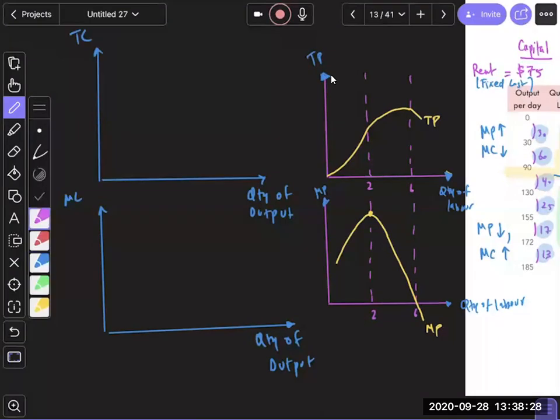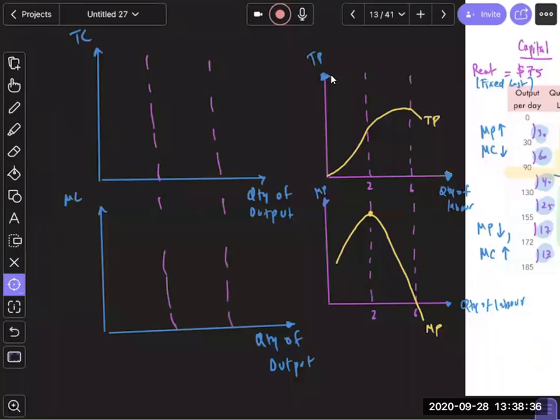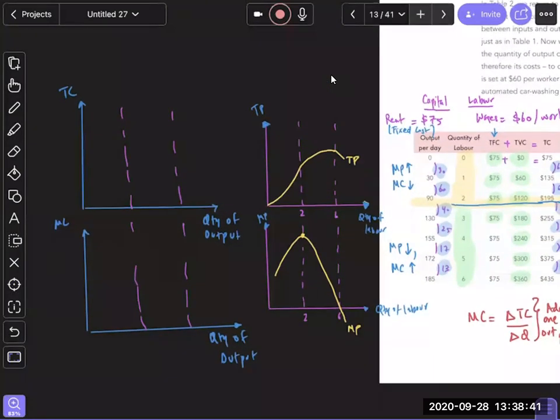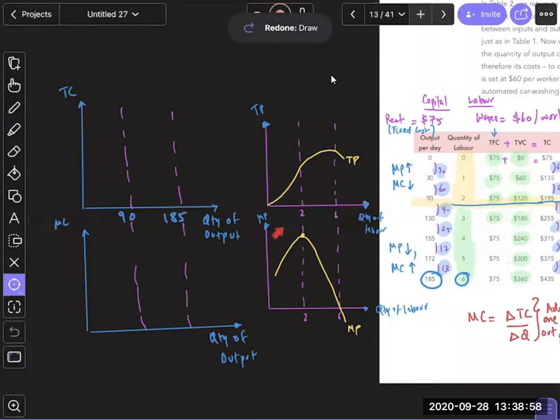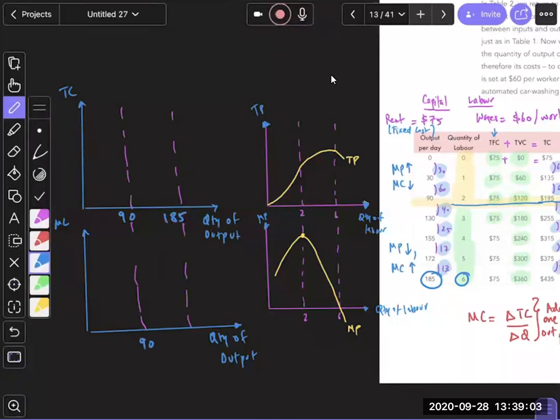Guys, first two workers. So let's divide this graph as well. First 2 workers and then 6 workers. 2 workers were bringing how much output? And the answer is 2 workers are bringing 90. So I'm going to write 90 here. And then 6 workers are bringing 185. I'm going to write 185 here. Why? Because output and labor are corresponding. So this is 90 and 185.